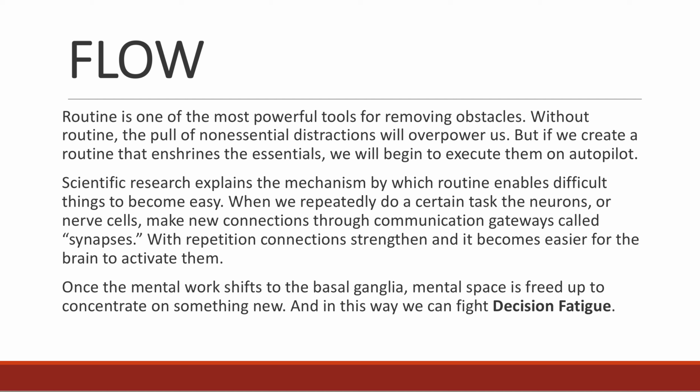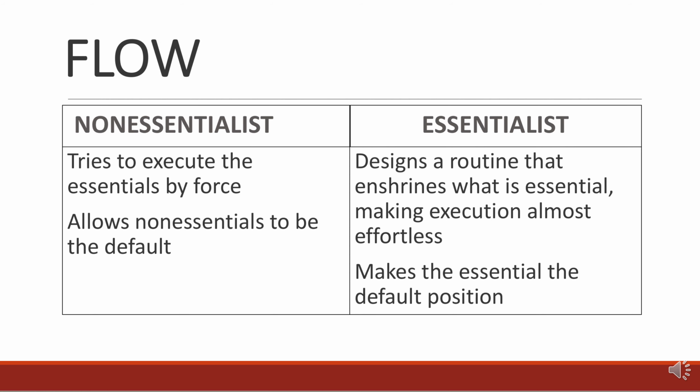Scientific research explains the mechanism by which routine enables difficult things to become easy. When we repeatedly do a certain task, the neurons or nerve cells make new connections through communication gateways called synapses. With repetition, connections strengthen and it becomes easier for the brain to activate them. Once the mental work shifts to the basal ganglia, mental space is freed up to concentrate on something new. And in this way, we can fight decision fatigue.